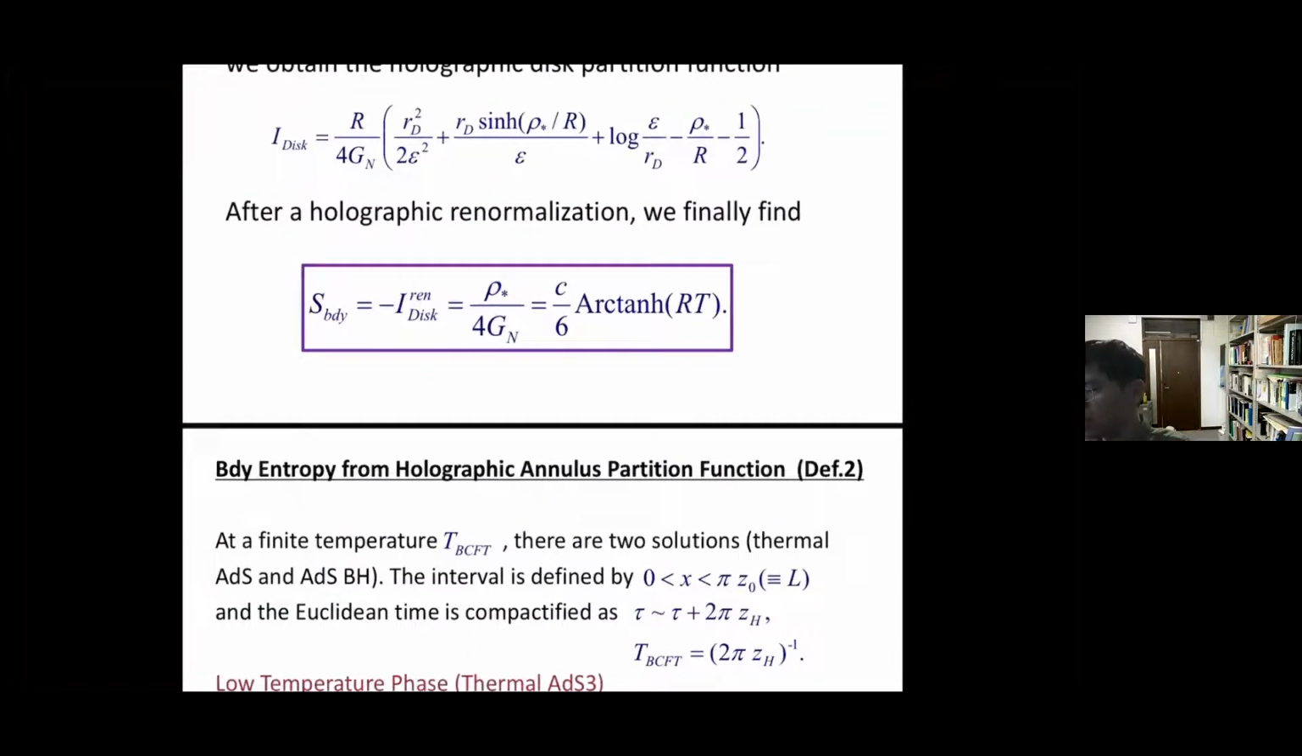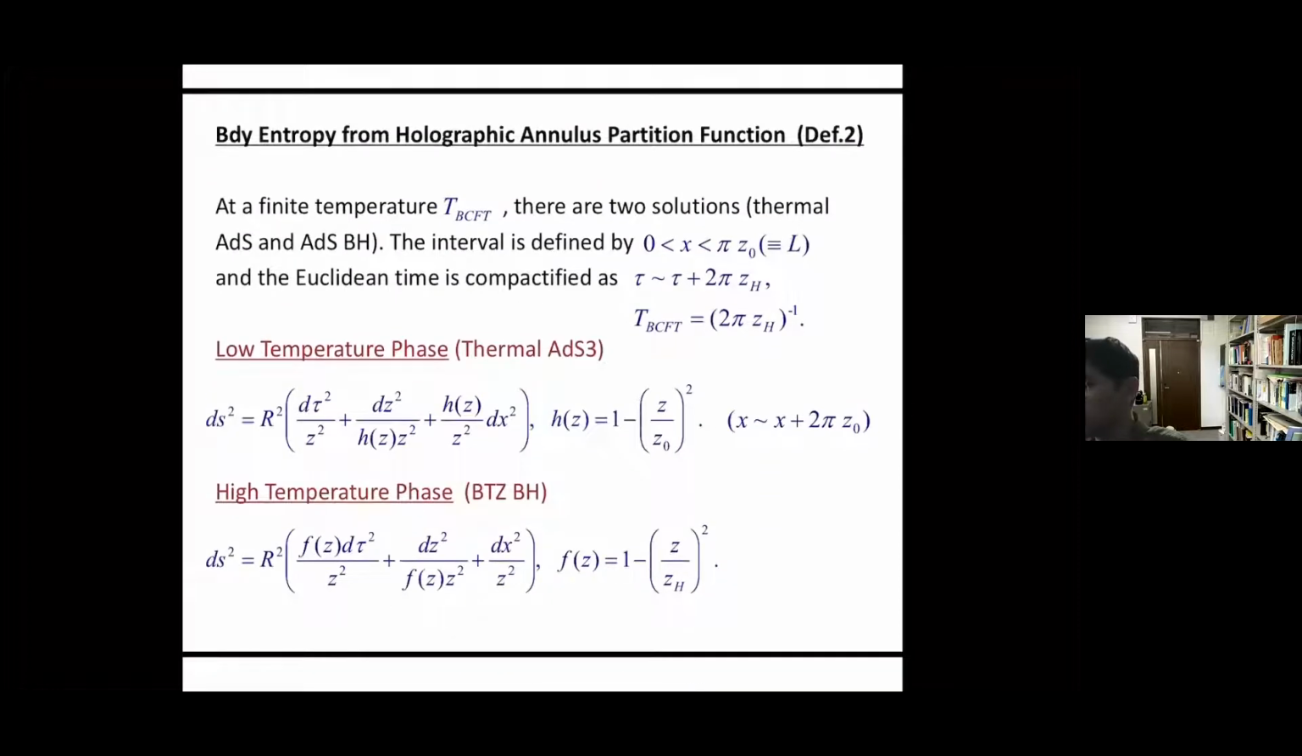That is actually obtained in the following way. It depends on temperature, so we can change the temperature. At high temperature we get a black hole, as you know from the Hawking-Page phase transition. So at finite temperature there are actually two solutions: thermal AdS, the low temperature phase, and the high temperature phase, which is the black hole. This one is a non-black hole, and this is a black hole. We are always interested in the annulus amplitude, which is like this, so we have a strip here.